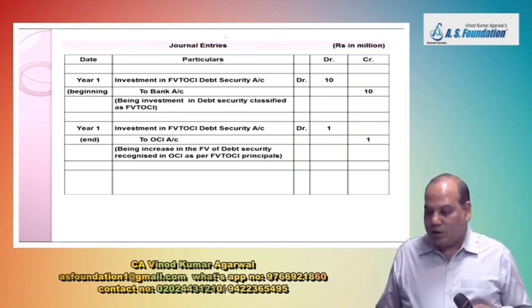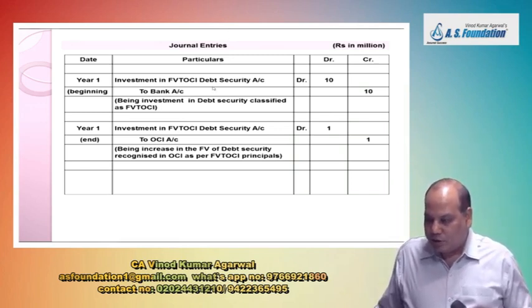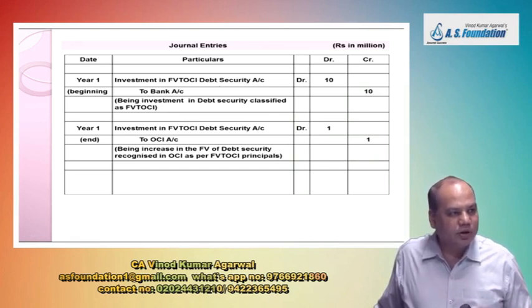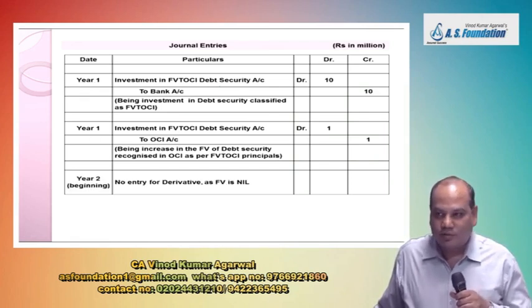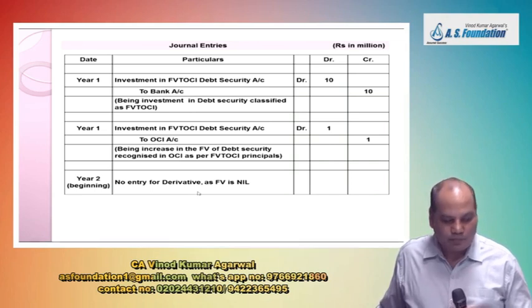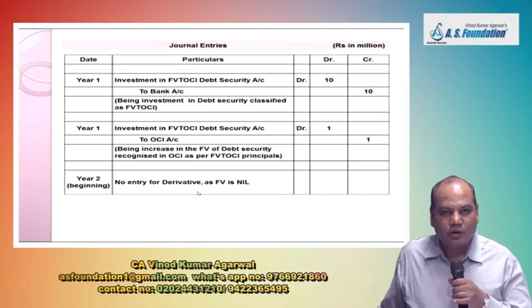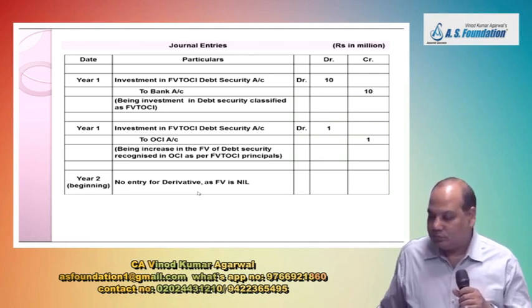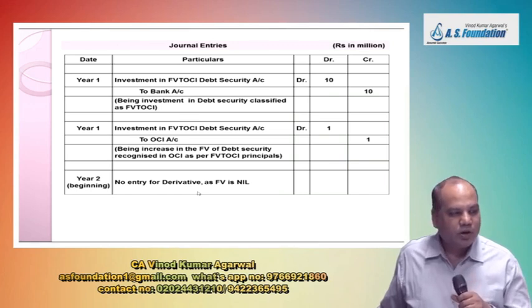So in the second year, at the beginning we took one derivative. What about the entry? No entry. Okay, so year 2 beginning, right? No entry for derivative, as the fair value is nil and no cash is received or paid.